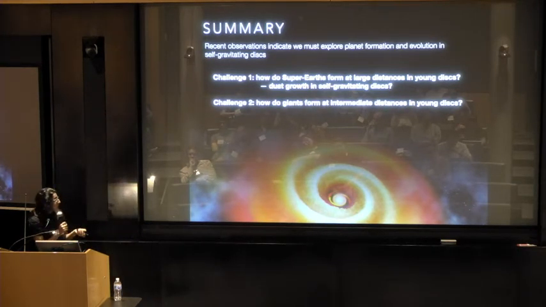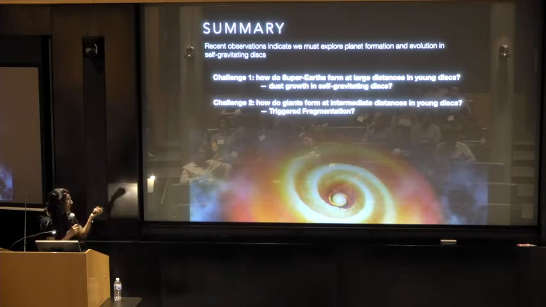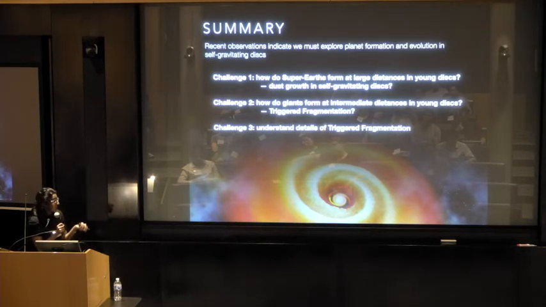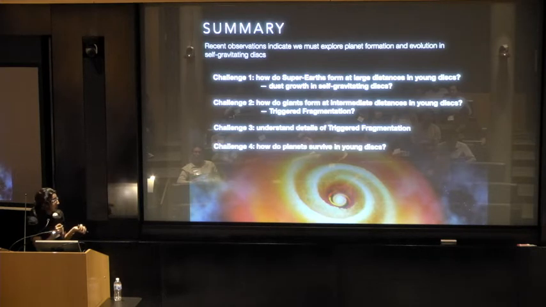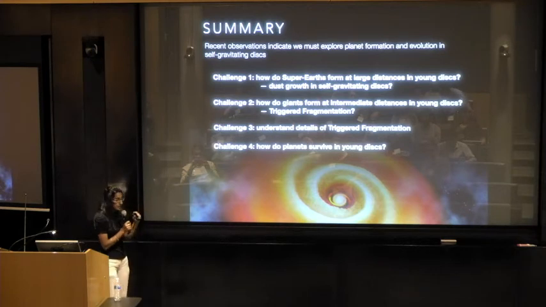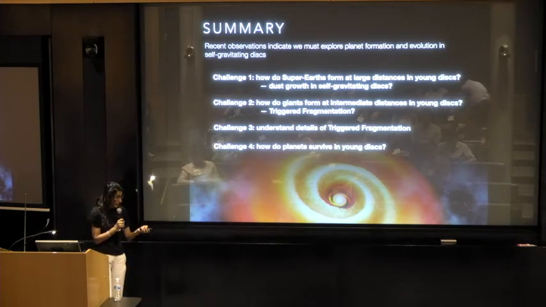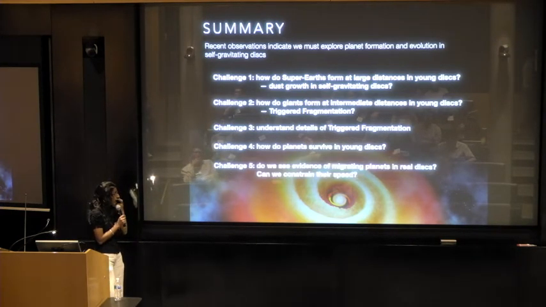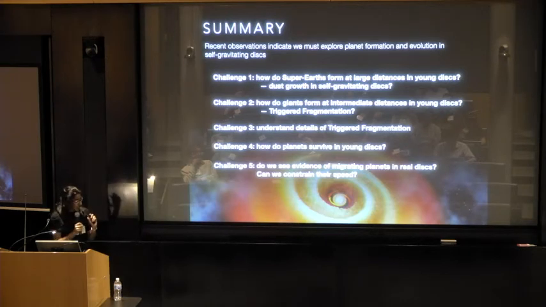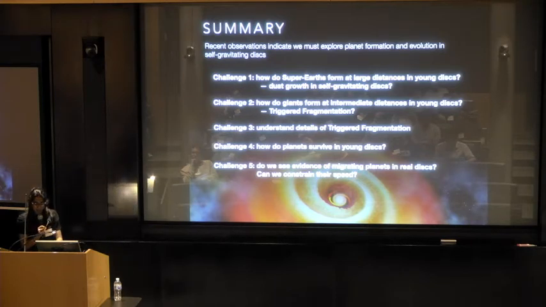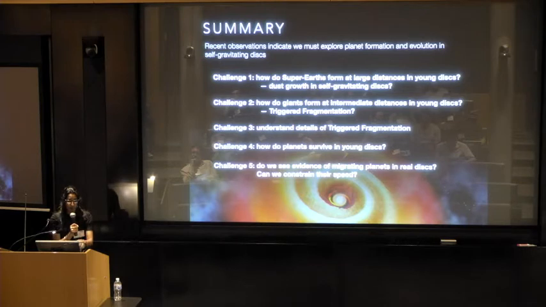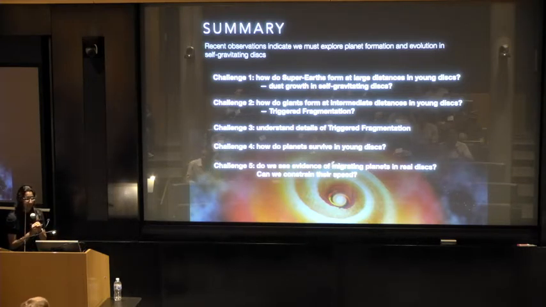The second challenge I asked was, how do we form giant planets at somewhat intermediate distances? And I proposed the idea of triggered fragmentation, and we in fact need to understand the details of triggered fragmentation in more detail. And then the fourth challenge I put out was, how do planets in fact survive in these disks? We need to think about the migration of planets in young disks. And then finally, I talked about trying to observe migrating planets, and can we in fact constrain the speed at which they're migrating? So with that, I'll thank you for your attention, and I'll take any questions.